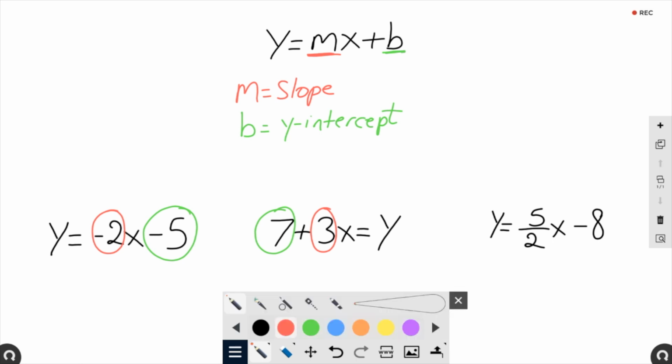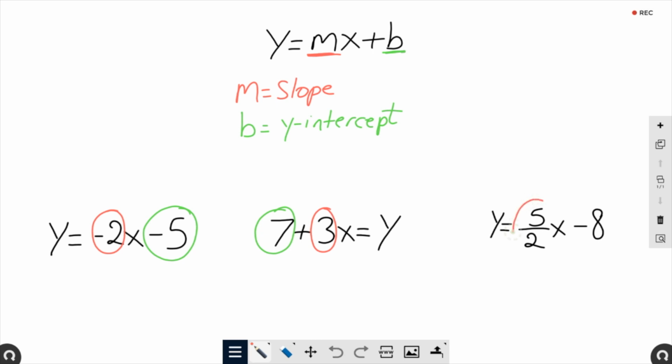And then the last one, I have 5/2 is my slope. Once again, that's the number that's connected to your variable, or the number multiplying your variable. We call that the coefficient. And my y-intercept is -8.